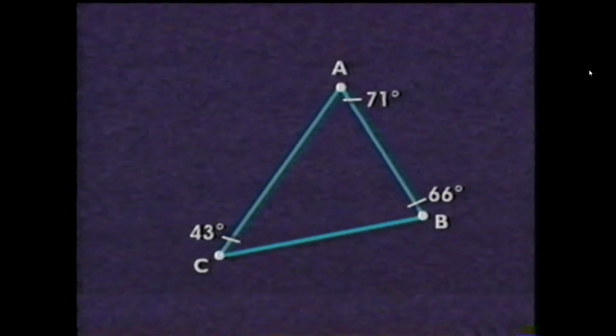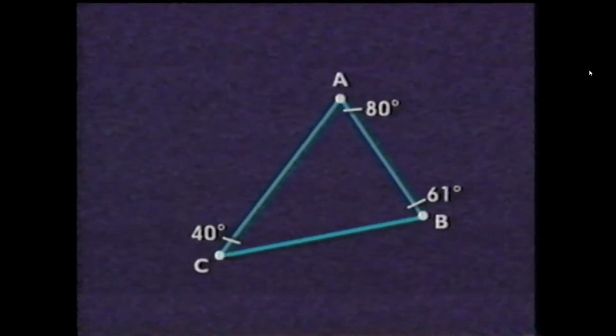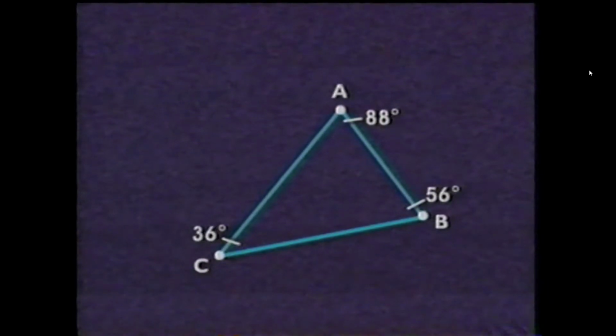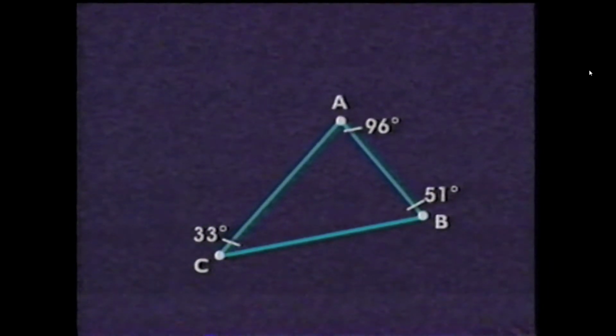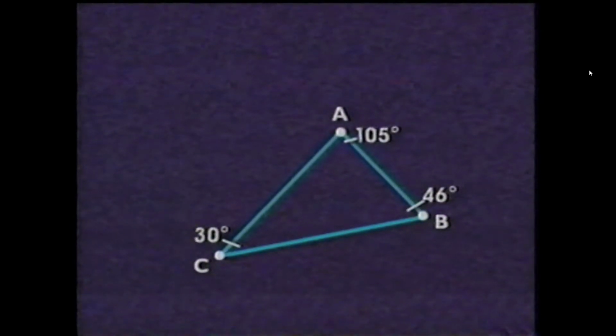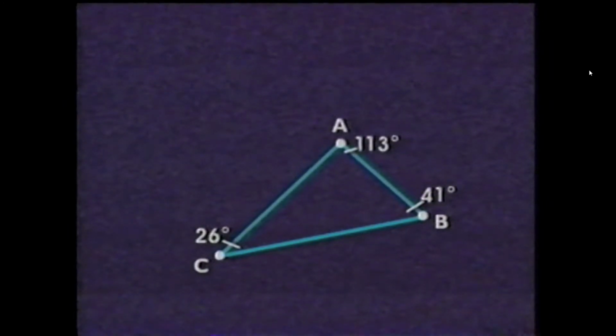As vertex A moves down towards BC, the measure of angle A increases, and the measures of angles B and C decrease. Describe the measures of angles A, B, and C when the vertex gets very close to side BC.